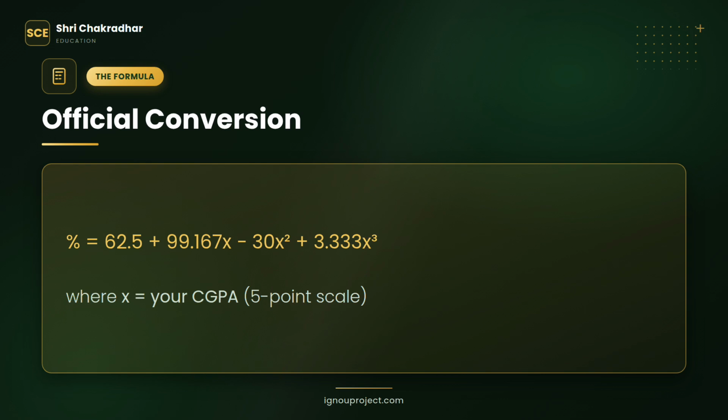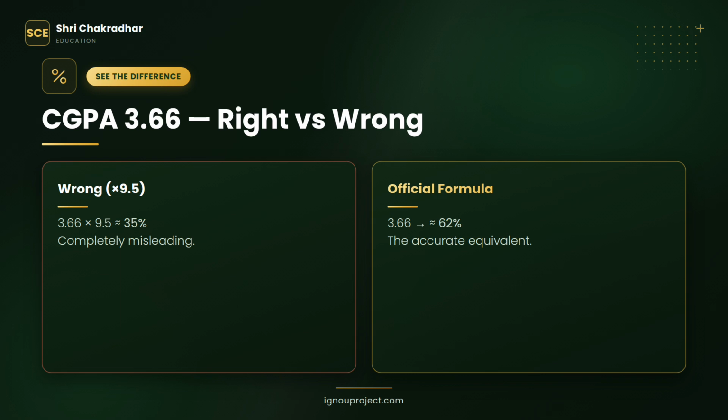That looks heavy, so let us just see it in action. Take a CGPA of 3.66. When you put 3.66 into the official formula, the result comes out to about 62%. So a CGPA of 3.66 is roughly a 62% equivalent. Now you can see the difference clearly. The wrong 9.5 shortcut would have given you about 35% for the same CGPA, which is completely misleading. The official IGNOU formula gives about 62%. That gap is exactly why using the correct method matters on a job or admission form.